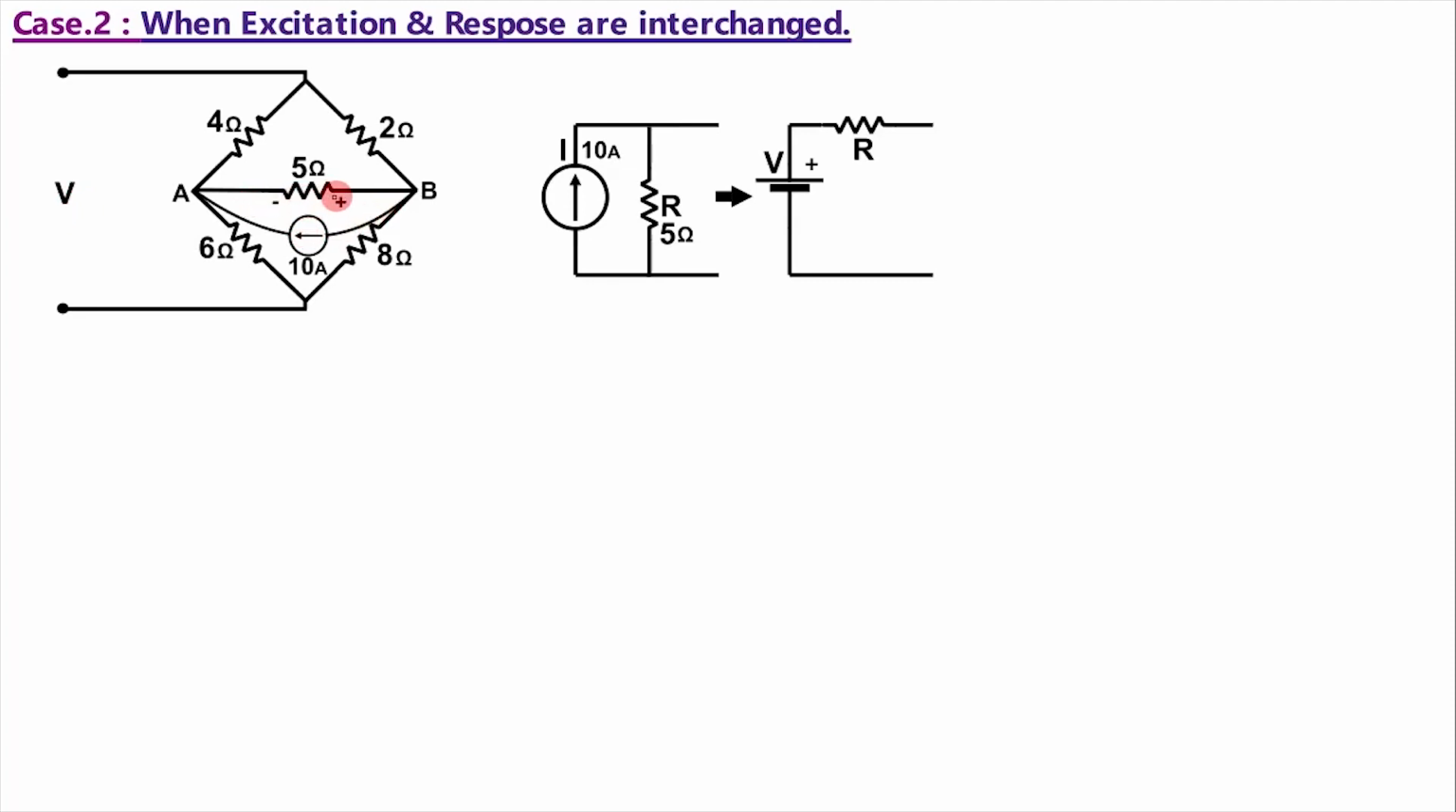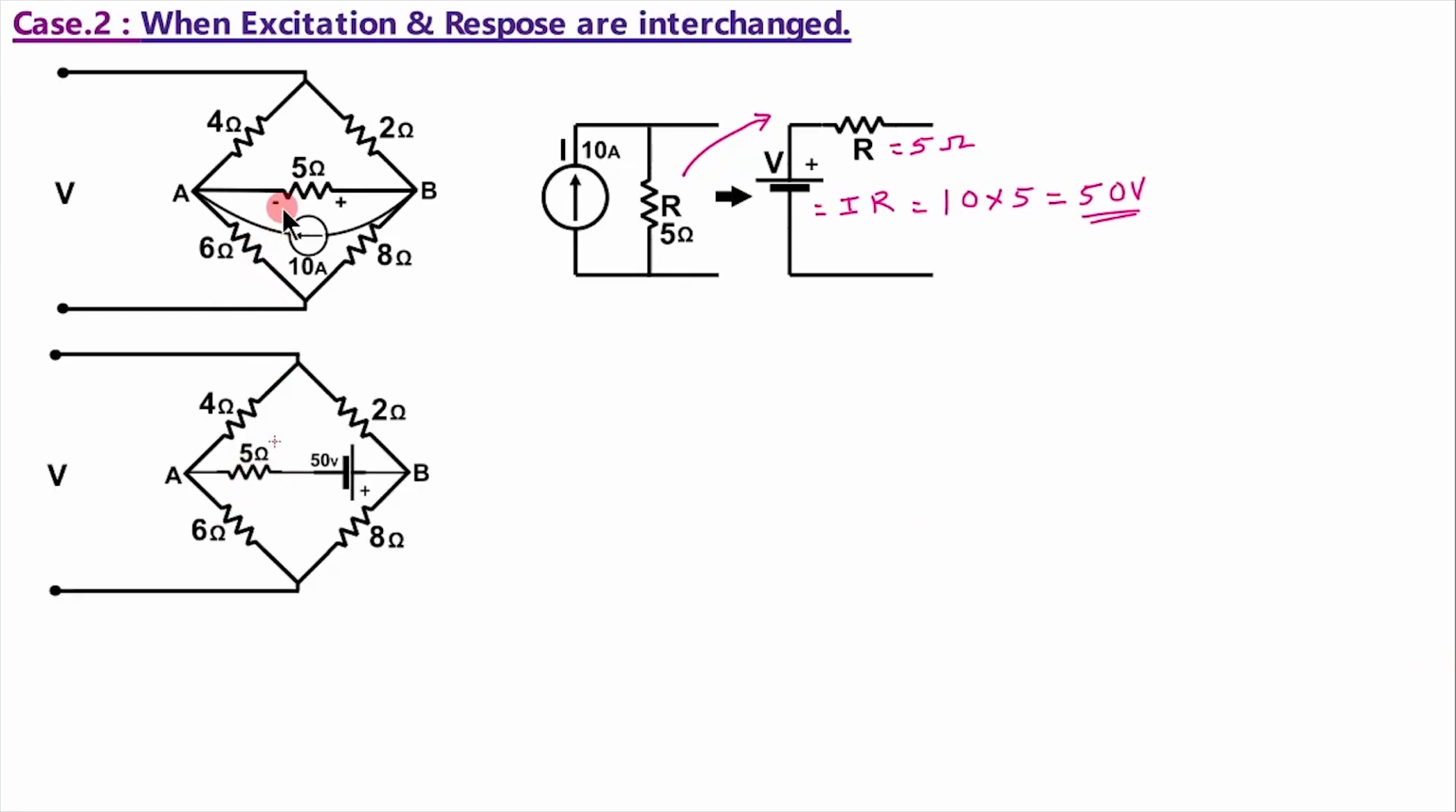A current source in parallel with this resistance can be transformed to a voltage source in series with a resistance. When transforming from current source to voltage source, the resistance of both remains the same. That is, here R was 5 ohm, so R is equal to 5 ohm, while this voltage V is equal to I into R, that is 10 into 5, which is equal to 50 volts. After converting this current source to a voltage source, we can redraw the figure like this. See, this current source we have converted into a voltage source.